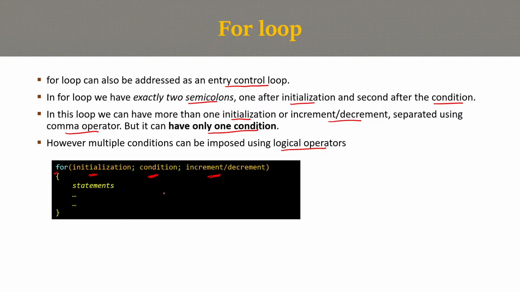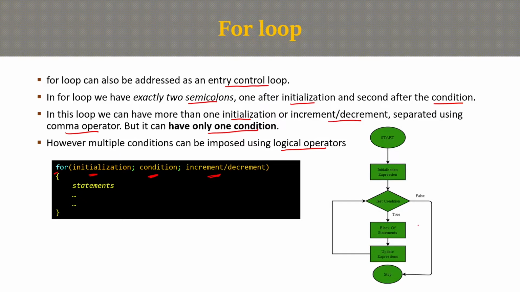How is this for loop working? So let us see through this flowchart. In the beginning, we are starting and we are initializing our expression. Here we can simply initialize our variable, say our variable is x to 0. Now in this test condition, it will check if this test condition is true or false. After we have initialized our variable, it will move on to the condition. In this condition, it will check whether the condition is satisfied or not, whether it's true or false. If it's true, then it will move on to execute the block of statements here.